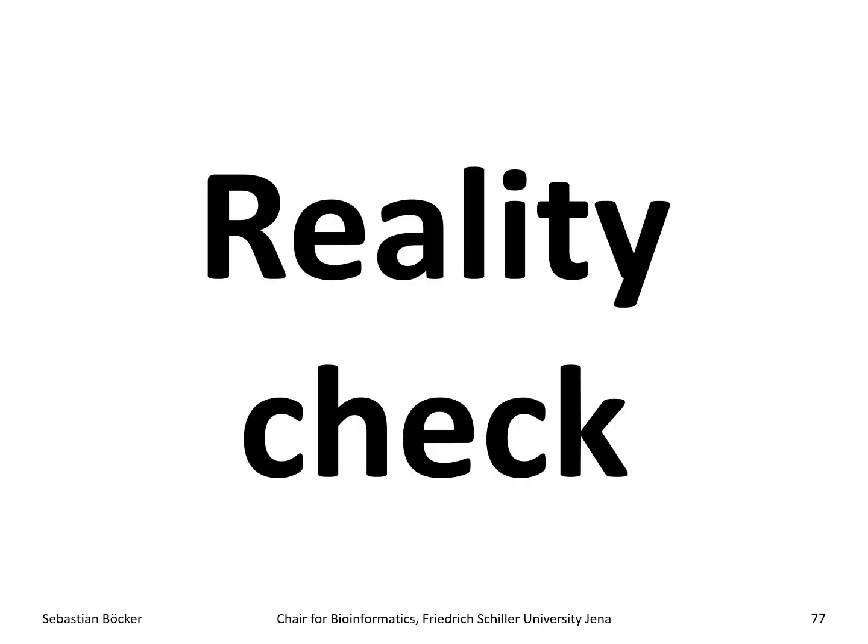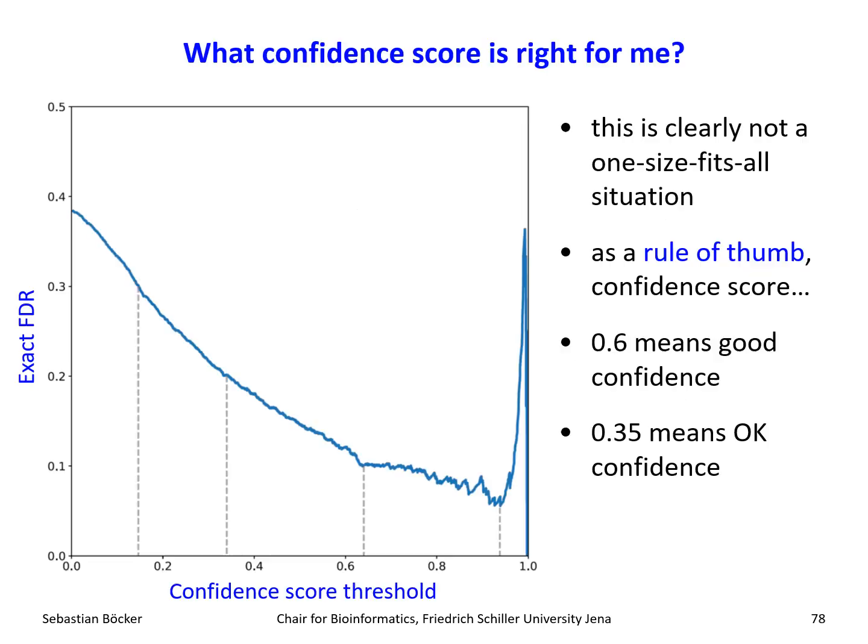Okay, after this comparison against spectral library search, let's think: you want to use Cosmic, the confidence score. How do you actually do that? A few words on that. One thing that many people asked, and the reviewers of the paper also asked, is which is the correct confidence score? Like, what confidence score is right for me? Well, I already told you this is not a one-size-fits-all situation. We can just give you some rule of thumb.